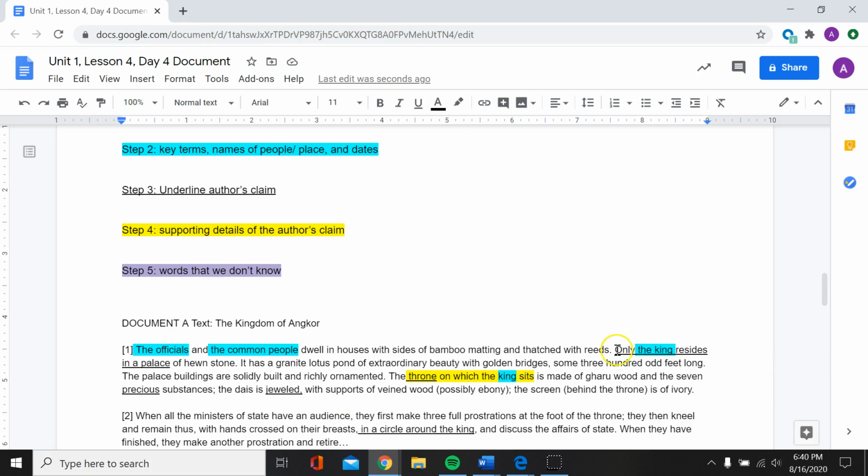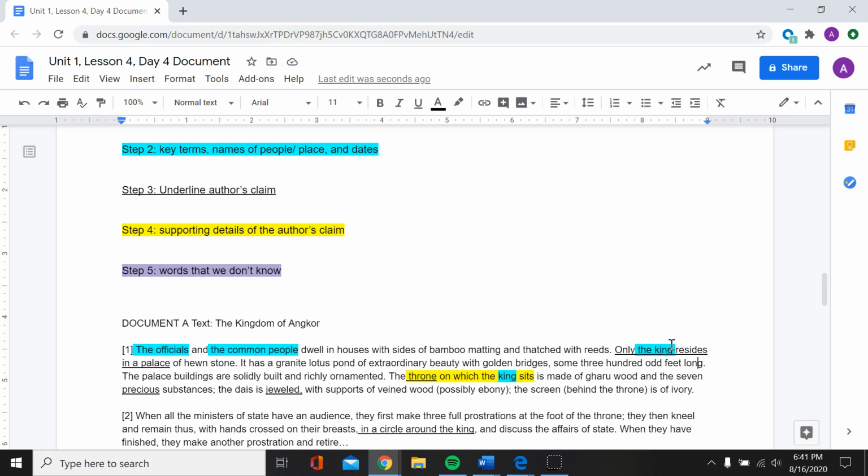So if our main claim is only the king resides in the palace, our supporting details for this claim are not going to be that the king has a granite lotus pond. It's not going to be that there are extraordinarily beautiful golden bridges that are some 300-odd feet long. This is not our supporting detail, because it doesn't support our claim specifically.